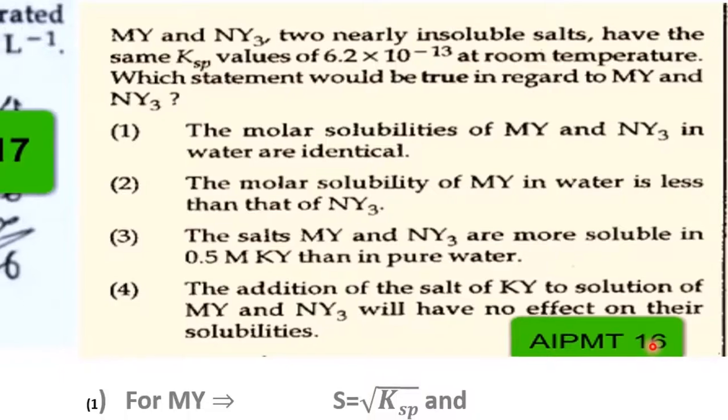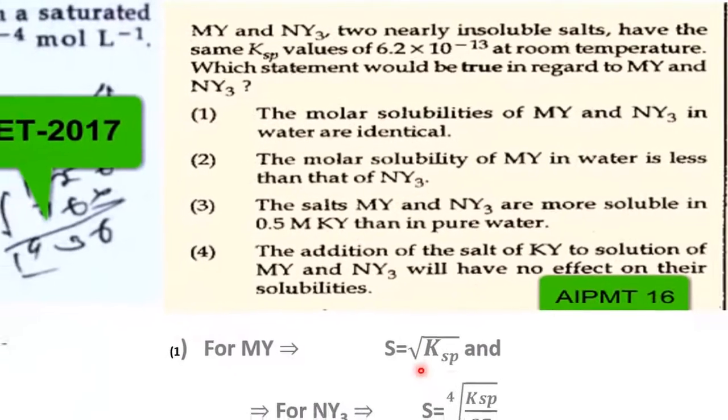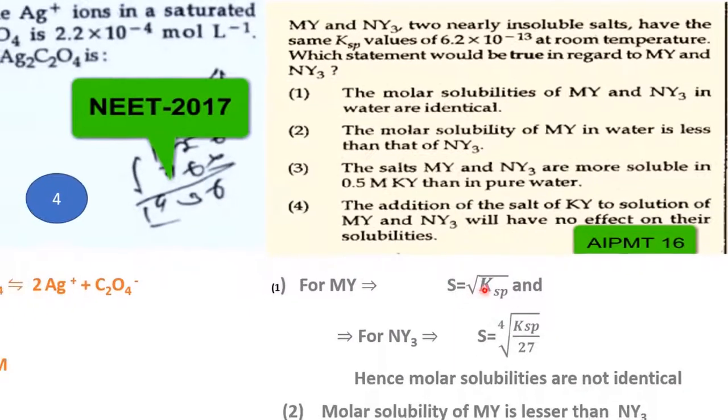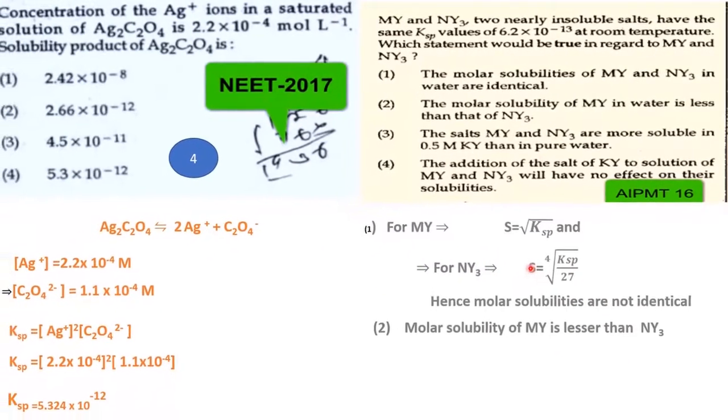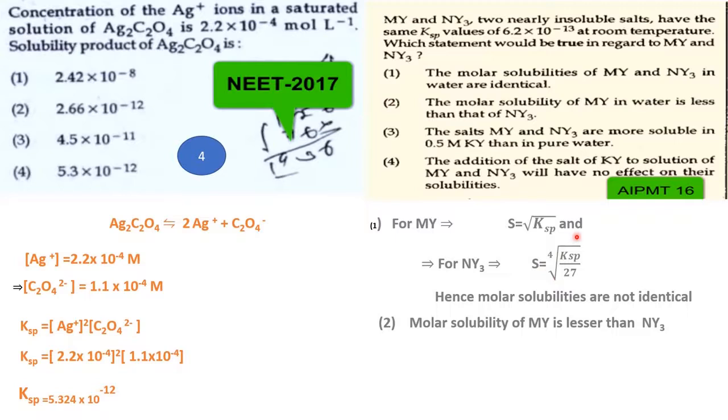So for MY, what is the S value? It is the square root of Ksp, and NY3 is a 1:3 type, so S is the fourth root of Ksp by 27. By substituting the Ksp value, here you get S is around 10 power minus 6 or 7, and here you get 10 power minus 4 or 3. So when you compare these values, the molar solubilities are not identical.